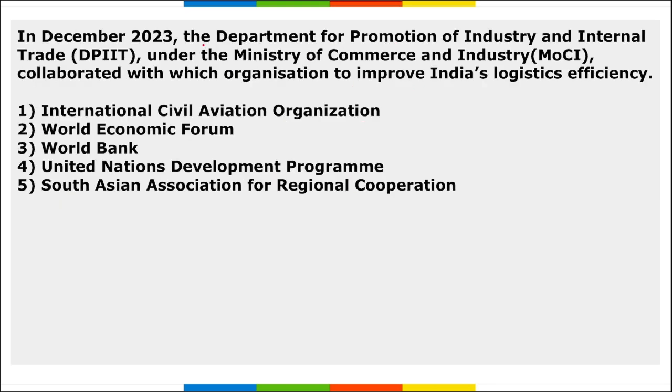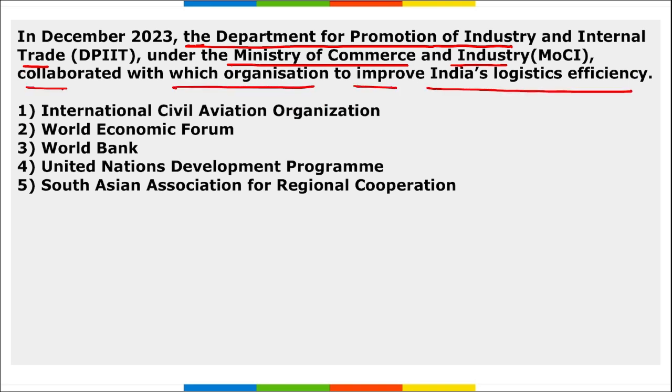Next, DPIIT, that is the Department for Promotion of Industry and Internal Trade, which comes under the Ministry of Commerce and Industry, collaborated with which organization to improve India's logistics efficiency? It is with the World Bank, right? DPIIT along with the World Bank collaborated to improve India's logistics efficiency. The aim behind this collaborative effort is to evaluate India's ranking in the World Bank's Logistics Performance Index.